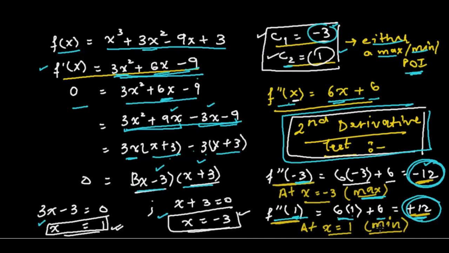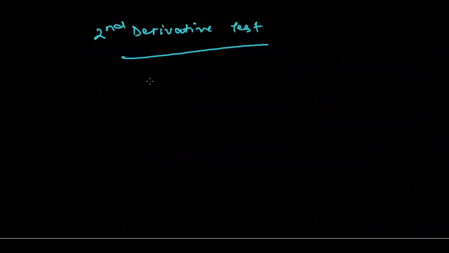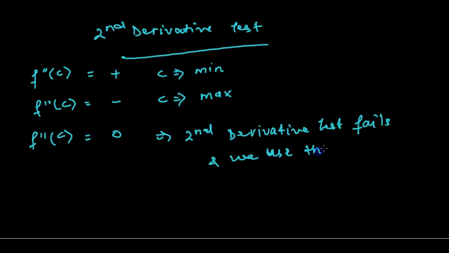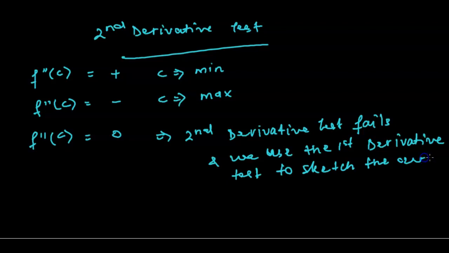So we would just use the first derivative test as learned in the previous lesson to make the sketch of the function. Let's conclude all this. The second derivative test: when the second derivative at a critical number gives us a positive value, then that critical number is a minima point. When it gives us a negative value, that critical number is a maxima point. If it gives us a 0 value, then the second derivative test fails, and we use the first derivative test to sketch the curve of the given function.